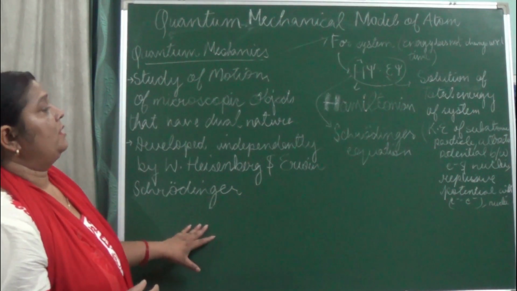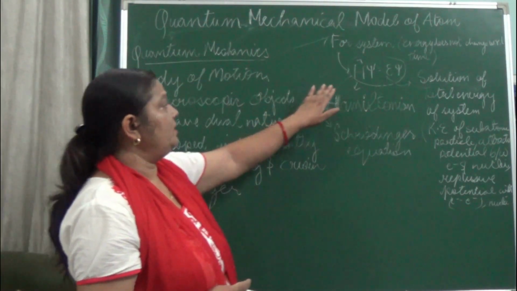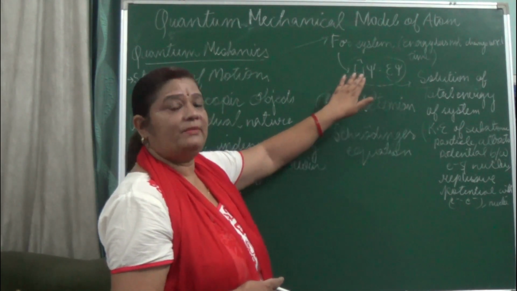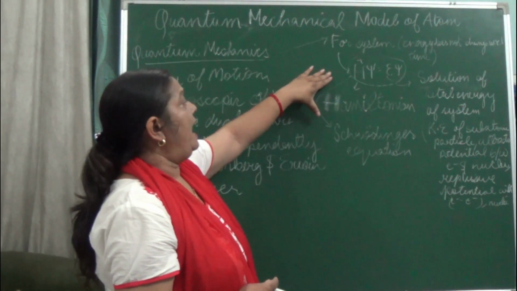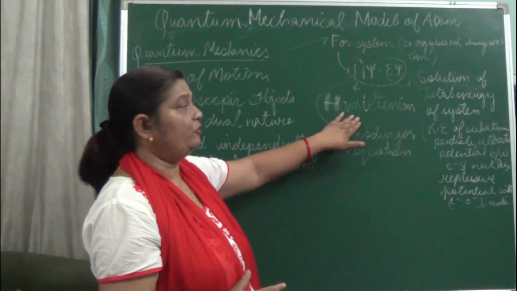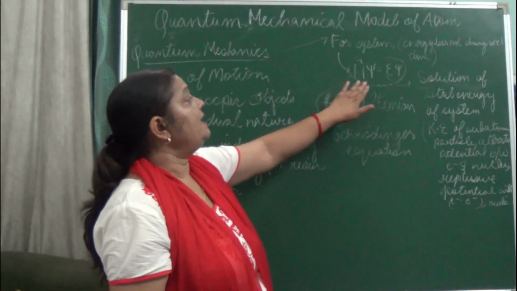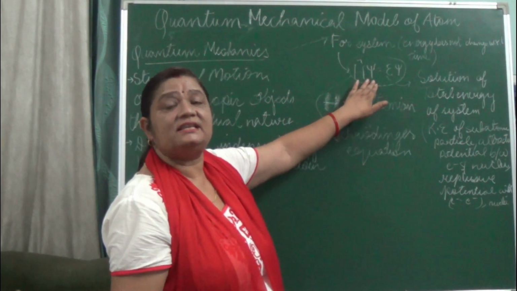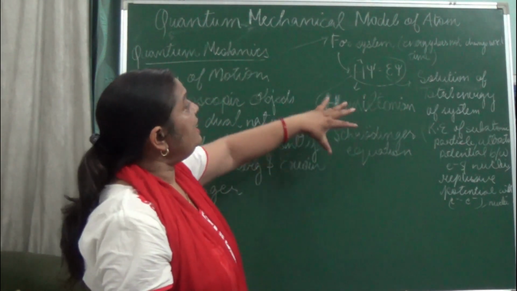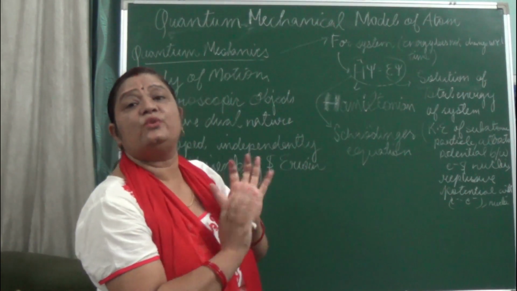Now he gave an equation. You can see it written here: H psi is equal to E psi. This H is a mathematical operator, and H stands for Hamiltonian. No need to go deep into this word because you will study it in higher classes. Psi is the wave function. So H psi is equal to E psi. He explained this for a system in which the energy does not change with time.